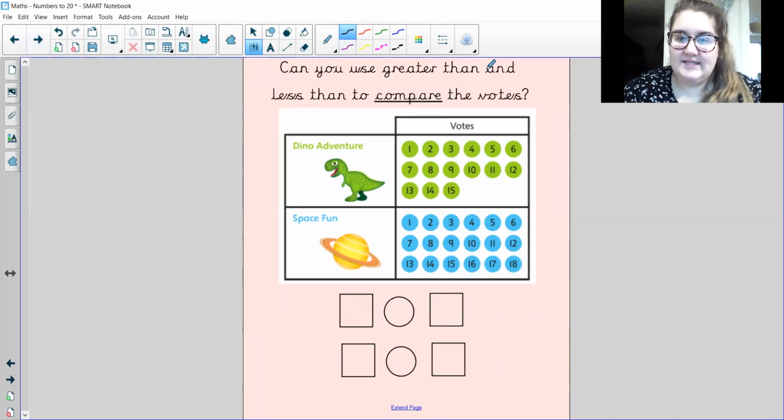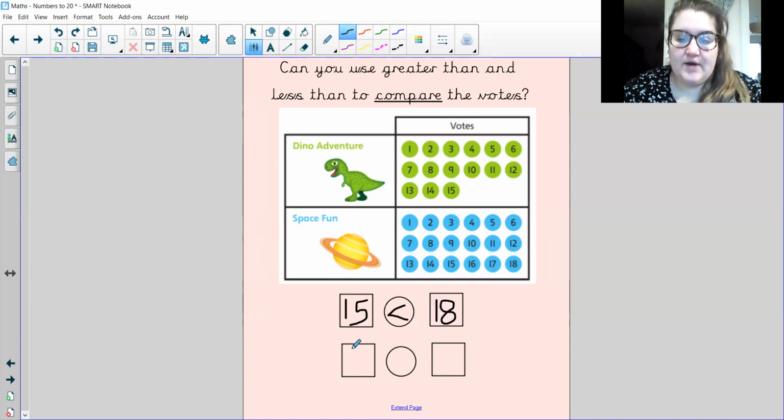So can you use greater than and less than to compare these votes? I wonder if you can compare these votes by using those symbols. So I'm going to help you out a little bit. I can see Dino Adventure got 15 and Space Fun got 18 votes. So can you compare these two numbers? Is 15 greater than 18? Is 15 equal to 18? Or is 15 less than 18? So hopefully you said 15 is less. Oh dear, done that one wrong. 15 is less than 18 because 18 is greater than 15.